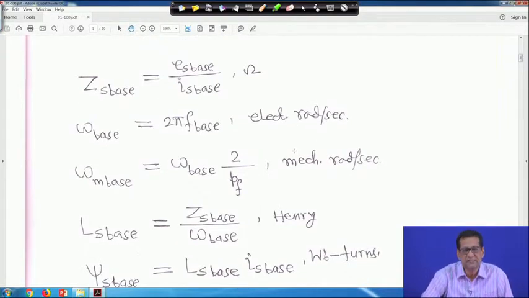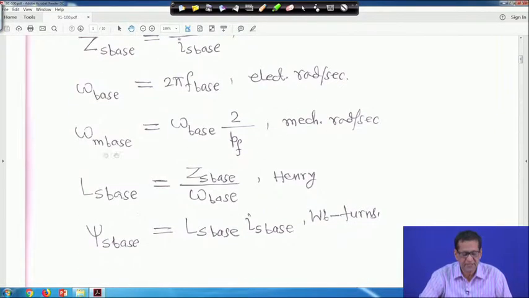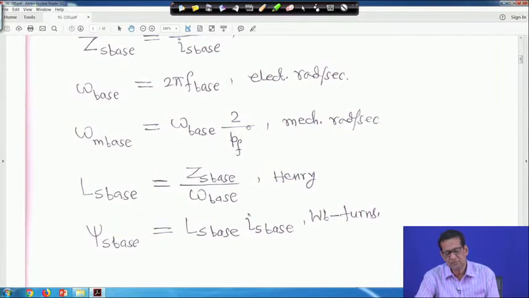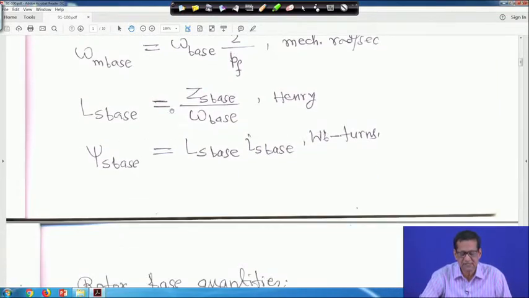All these things we have seen, it is just a summary, right? Then your omega mechanical base is omega base into 2 upon Pf, in mechanical radian per second. Then Ls base is equal to Zs base upon omega base, in Henry, and psi s base, the flux linkage, that is Ls base into Is base, in Weber turns.